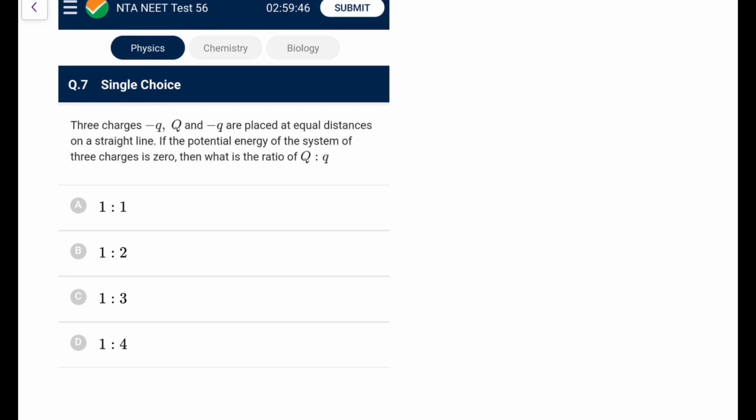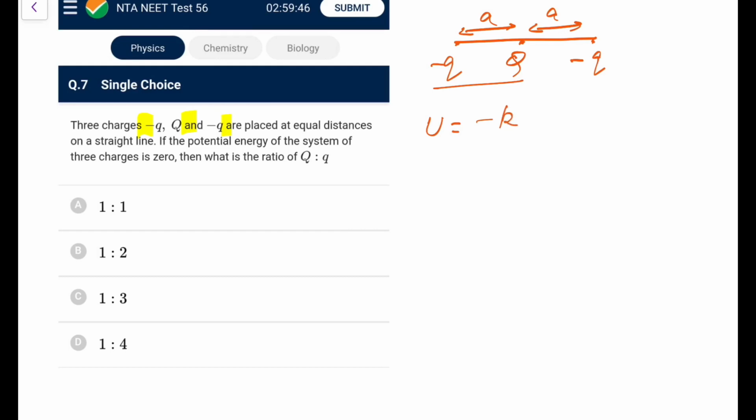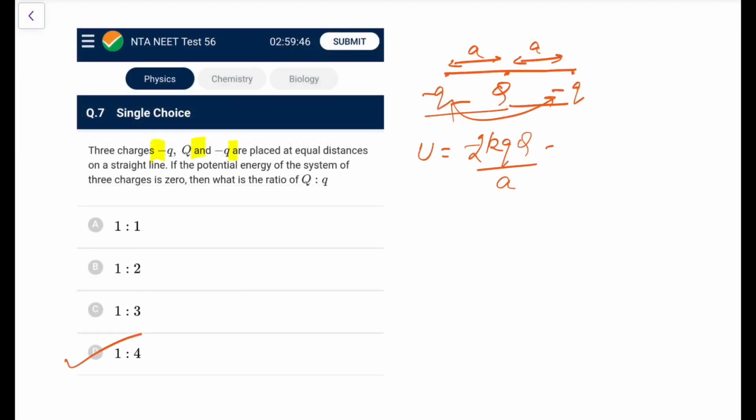Next one. Three charges minus q, plus Q, minus q are placed at equal distance on a straight line. If the potential energy of the system of the three charges is 0, then find the ratio. So you have placed it like this, minus q, Q, and minus q. Equal distances means, let's say, a and a. So the U of the system is, first of all, for these two, minus kqQ by a. For these two, this is again double. Now for these two, I can write it as plus kq square, and the gap is a plus a, that is 2a, equals 0. So simplifying this, I get 4q is equal to capital Q. So capital Q by small q is going to be 1:4.